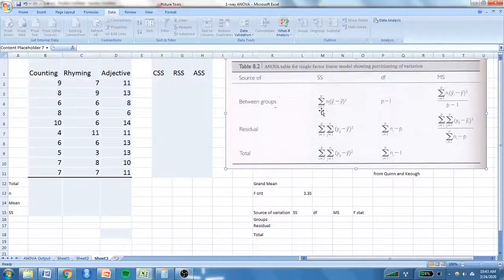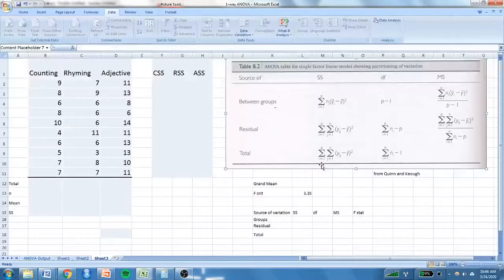For your between group sums of squares, we're going to walk through all of this, but I'm just orienting you. You'll take your group mean minus the grand mean, squared, multiplied by the number of observations for that group. You do it for each group, and then add them all together. For your residual or error sums of squares, you'll take an individual observation minus that group's mean, square it, and then add them together across all groups.